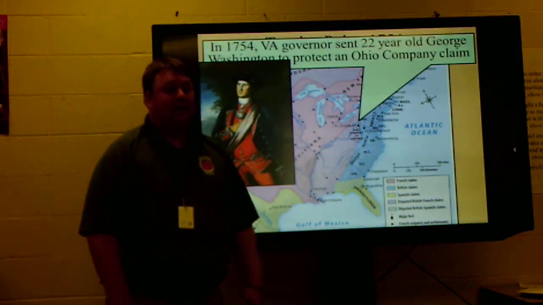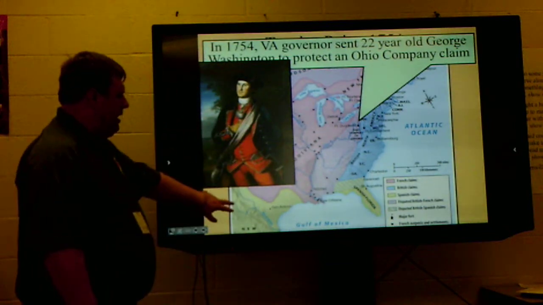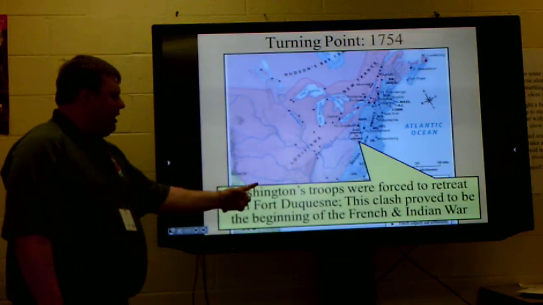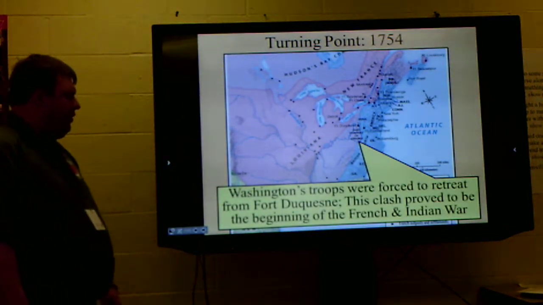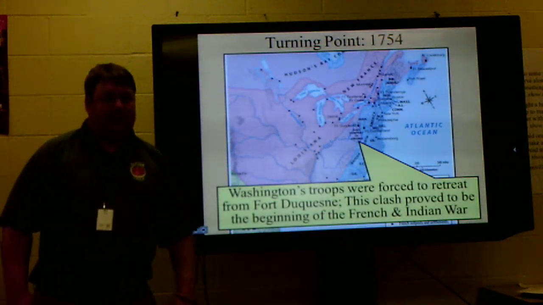Well, they didn't leave, and George Washington barely escaped with his life and made it back home. Washington's troops were forced to retreat from Fort Duquesne, and that clash proved to be the beginning of the French and Indian War.